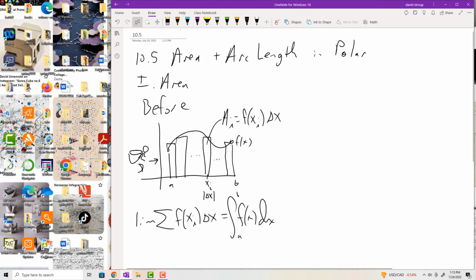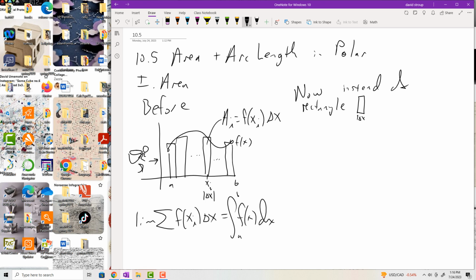Okay. So we kind of want to do the same thing with polar curves, but it'll be a little bit different. We'll need a different kind of geometric object to get the job done. And that geometric object is going to be the sector of a circle. So instead of rectangles, we use the sector of a circle.